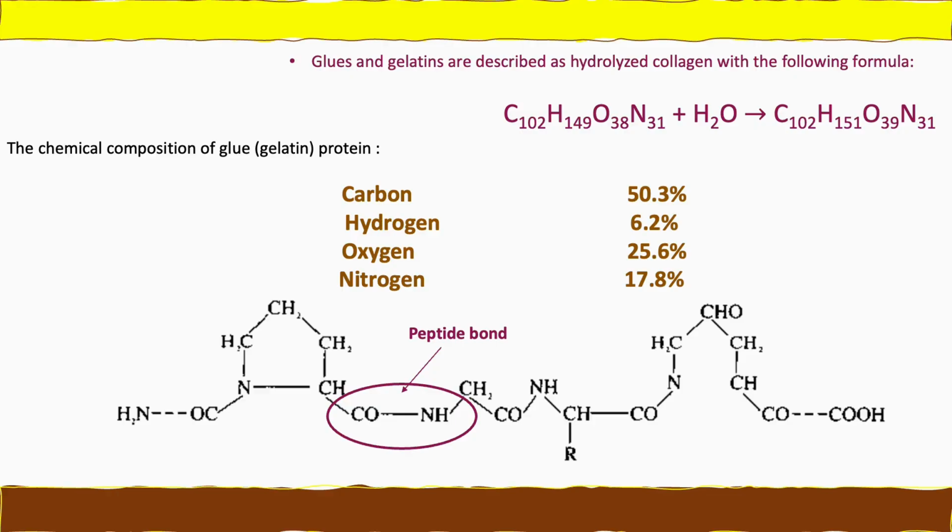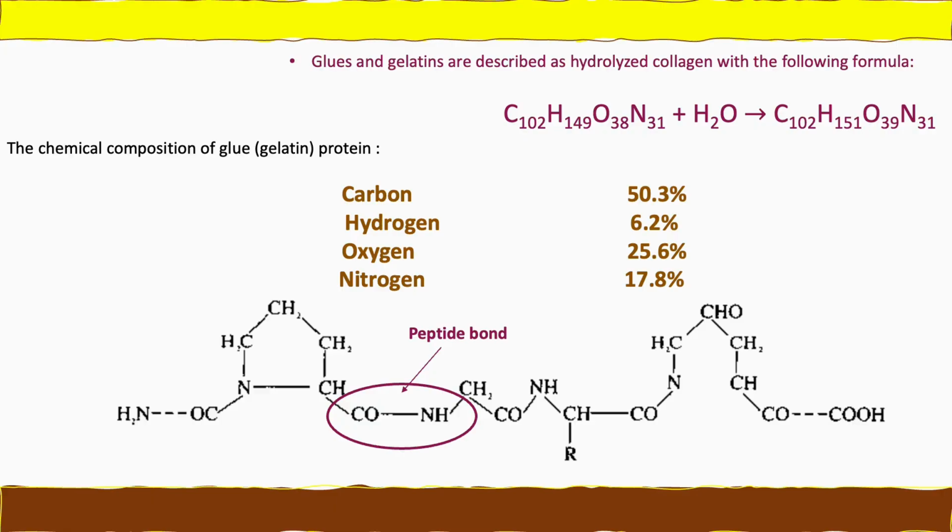Basically, the composition of gelatin, which is the animal glue: carbon, hydrogen, oxygen, and nitrogen. Carbon approximately 50.3%, and nitrogen approximately 17.8%. The second piece of information we get from here is that it consists of alpha amino acids, which are joined together with the help of the peptide bond. CONH here represents the peptide bond, the polypeptide bond basically.